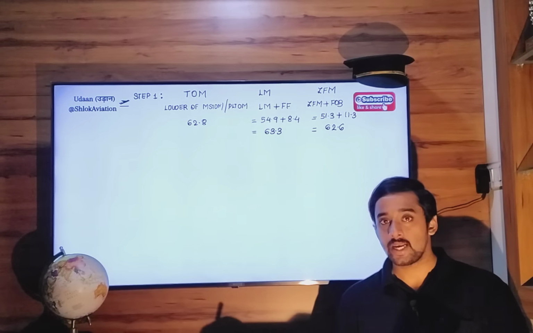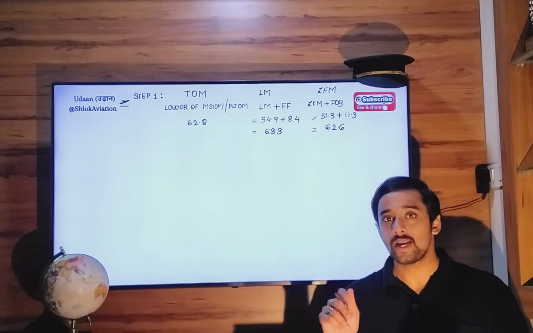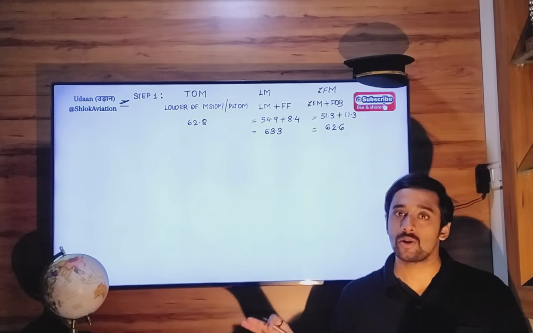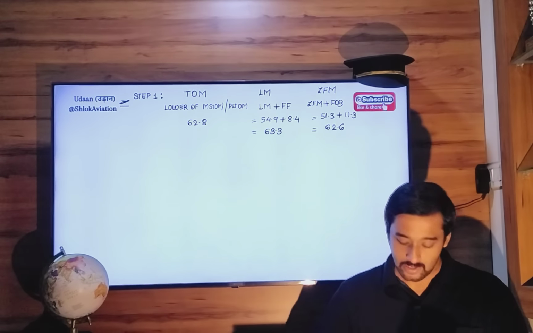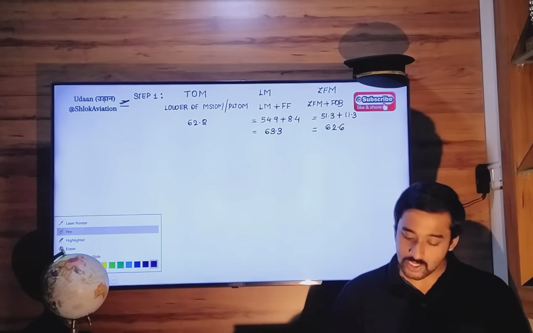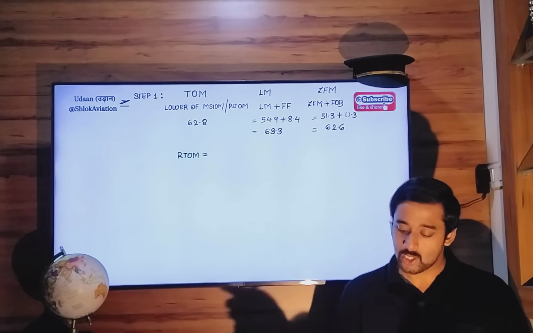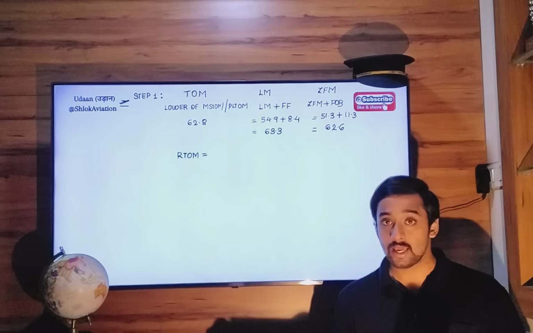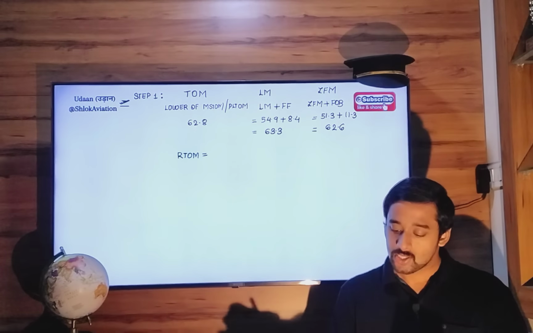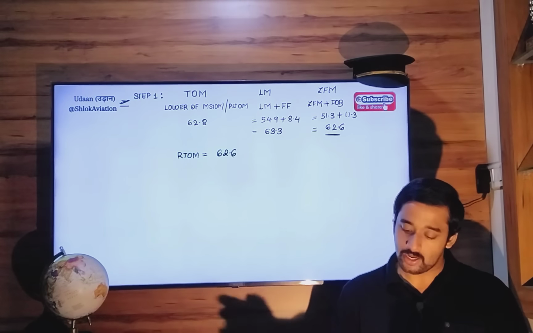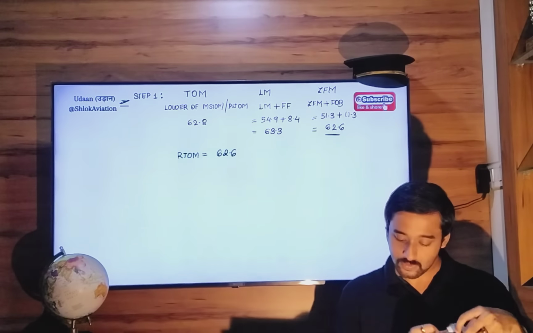Now out of these three takeoff values, you are going to select only one takeoff value, load your aircraft up to that takeoff value limit and depart. So you are going to select the value which is the lowest of all. So 62.8, 63.3 and 62.6. So 62.6 is the lowest of all these. So that becomes your regulated takeoff mass.